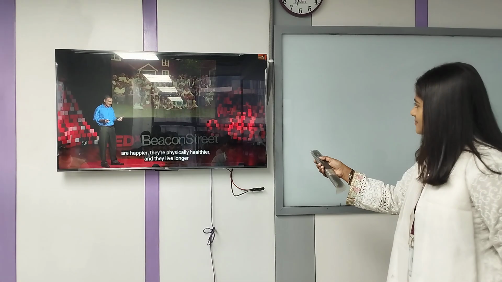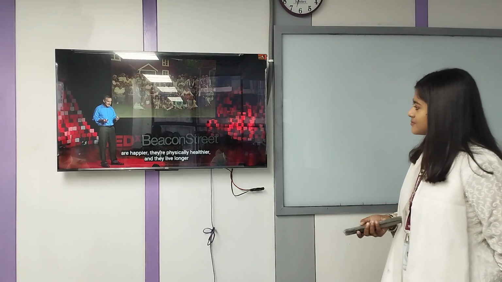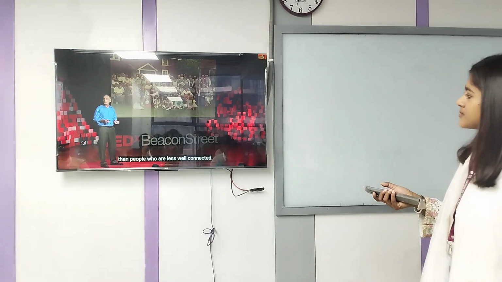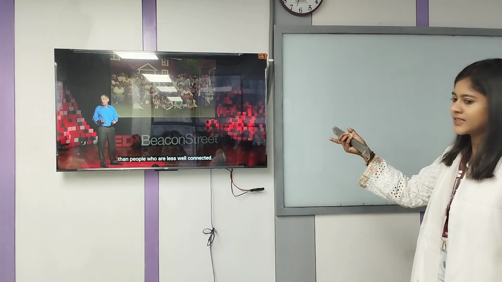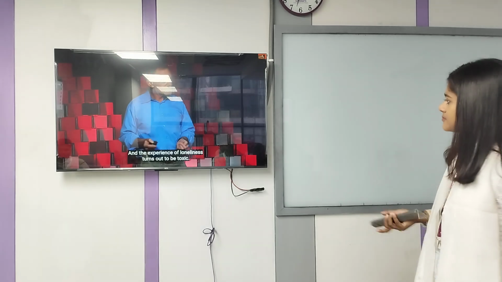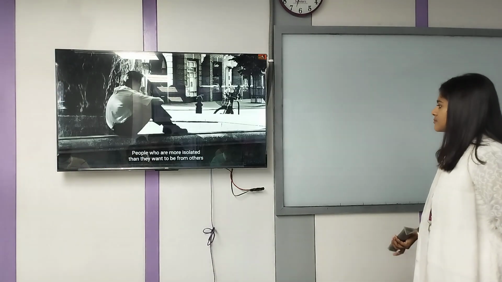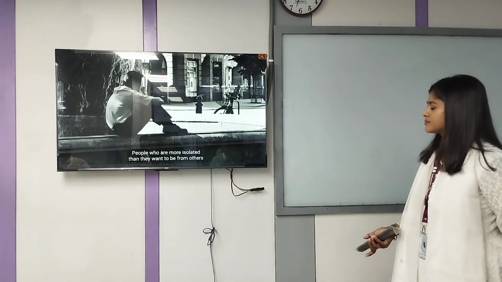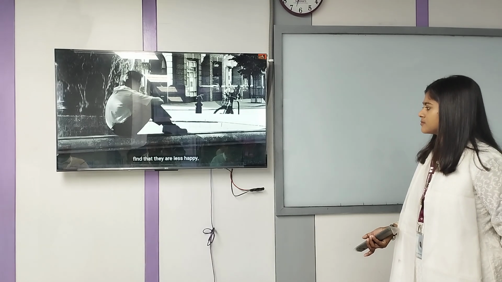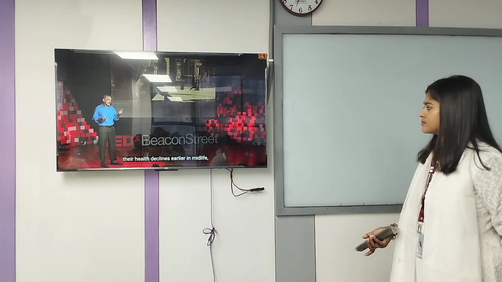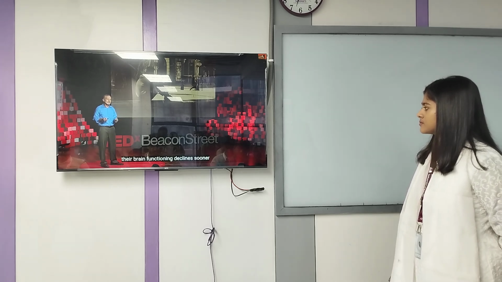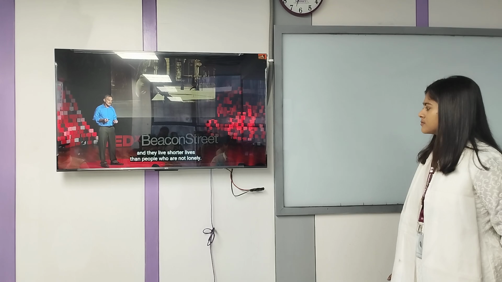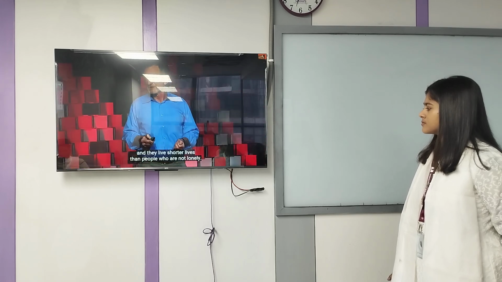They're physically healthier and they live longer than people who are less well connected. And the experience of loneliness turns out to be toxic. People who are more isolated than they want to be from others find that they are less happy, their health declines earlier in midlife, their brain functioning declines sooner, and they live shorter lives than people who are not lonely.